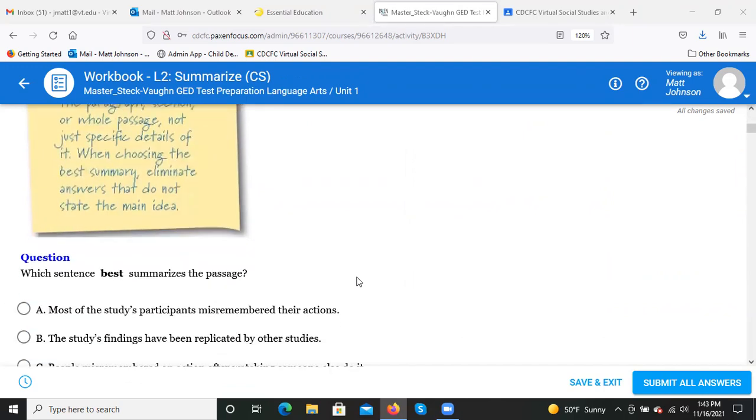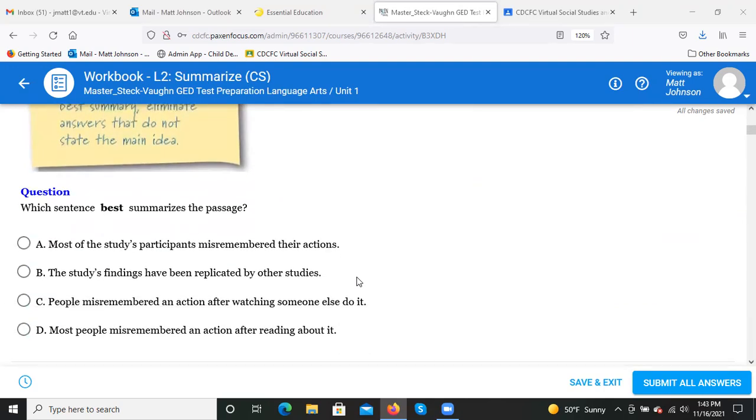You can eliminate a lot, right? It's a process of elimination with summary. Okay, so getting to our passage here, our first question: which sentence best summarizes the passage?